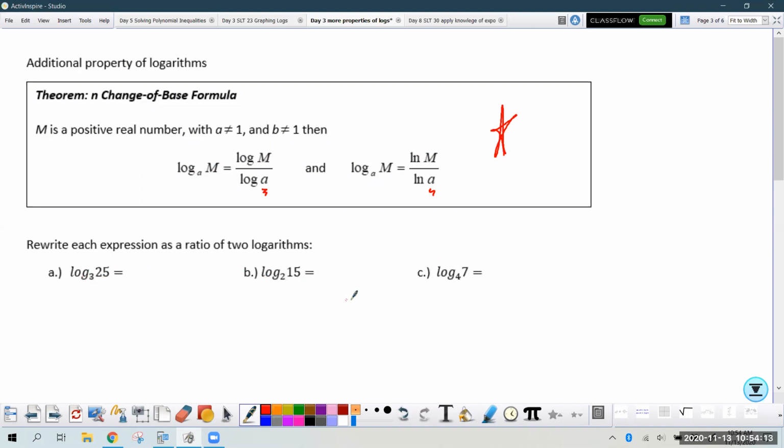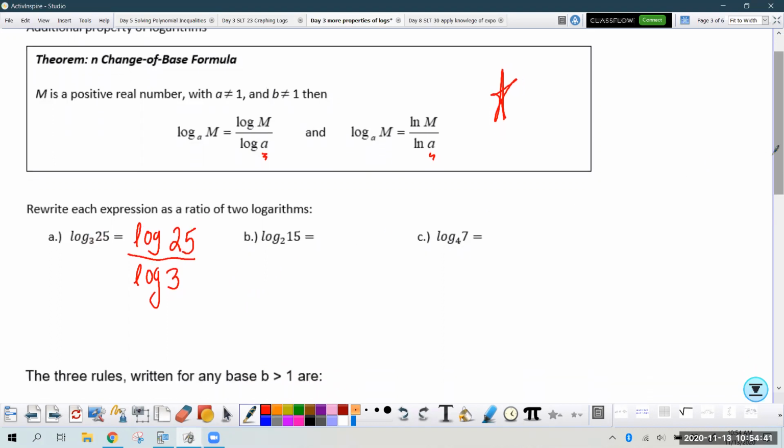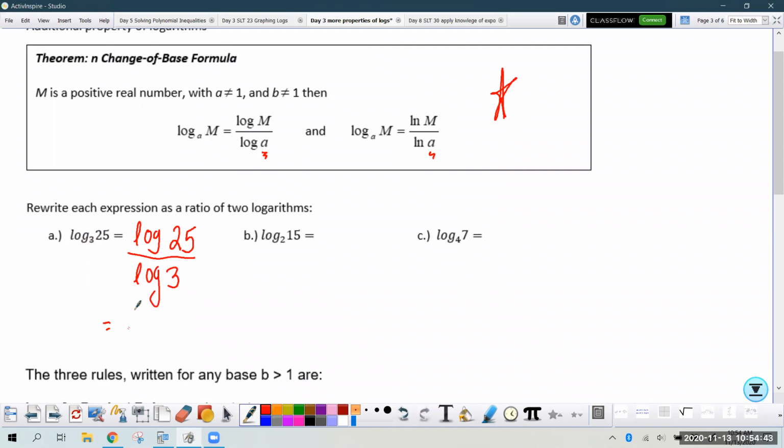So we're going to do 3 examples here. We have log base 3 of 25. I can either change that to log base 10 or ln. It's a personal preference. You get to pick. So the way it works is I'm going to have a log base 10 divided by log base 10. The base goes in the denominator, and the argument is in the numerator. It would also be correct to make it ln of 25 over ln of 3.